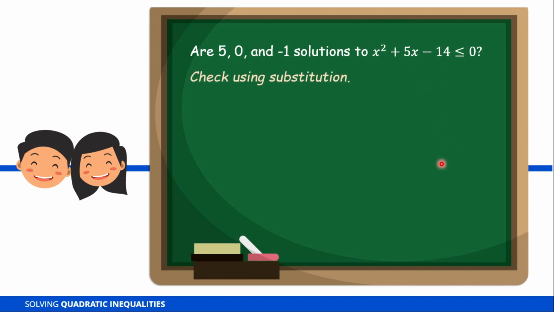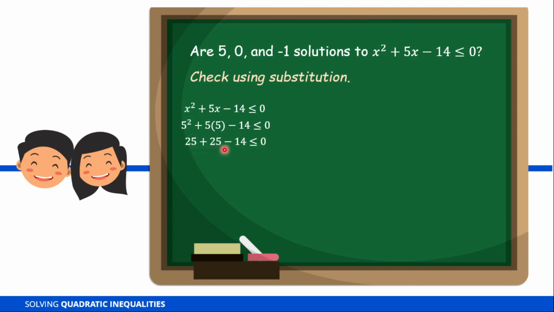Let's use substitution. Okay, first, gamitin muna natin yung positive 5. Ipalit natin sa mga variable na x. So, magiging 5 squared plus the product of 5 and 5 minus 14 is less than or equal to 0. Simplify natin yung nasa left side. So, we have 5 squared, that's 25. And then 5 times 5, that's 25. Minus 14 is less than or equal to 0.